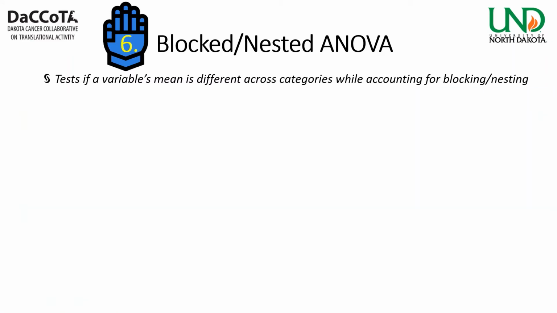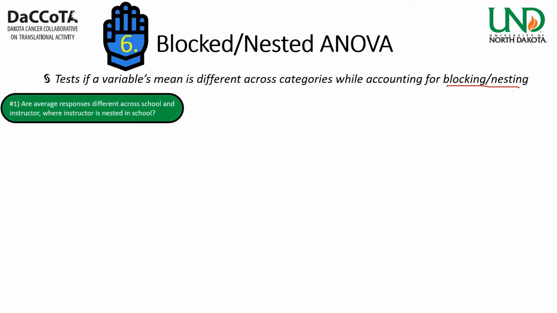All right, we've made it to what I would say is the thorniest, hardest to understand, kind of gnarly conceptualization: blocked and nested ANOVA. It tests if a variable's mean is different across categories like a normal ANOVA, but it accounts for more complicated designs like blocking or nesting. So let's jump into an example here.